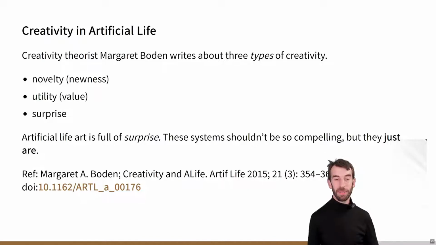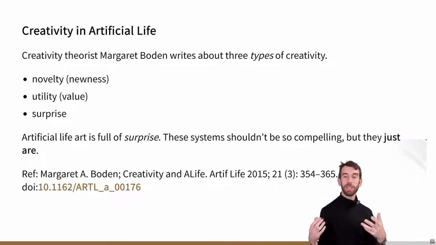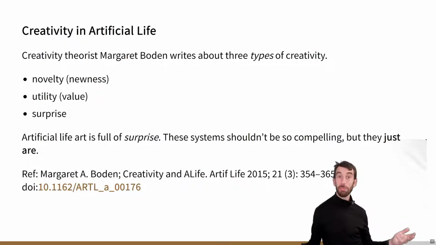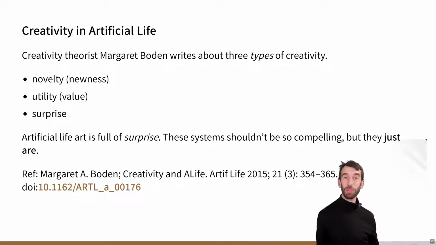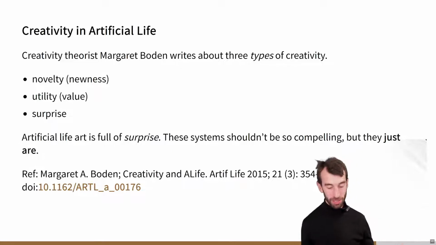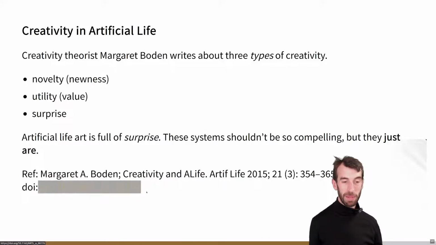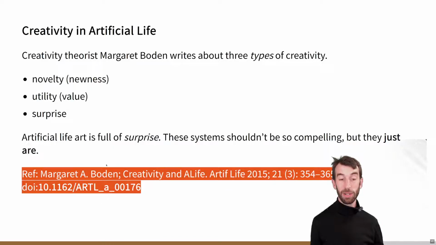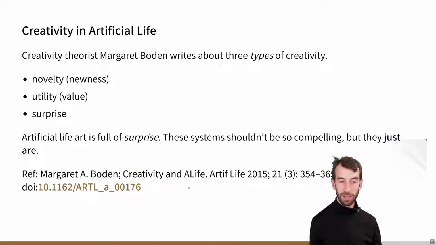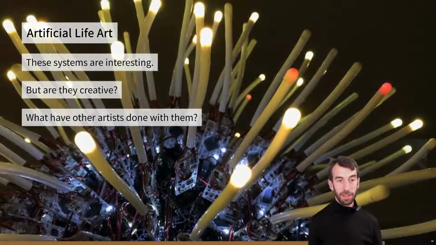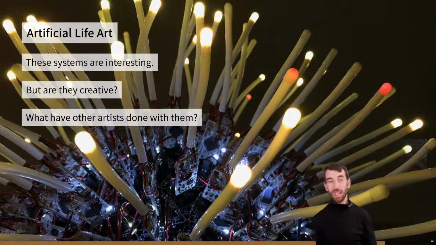The point of saying this is that when you have some art that involves artificial life, those emergent behaviors give you the surprise. These systems shouldn't be so compelling given the simple rules you implement, but they just are. They just end up being compelling, which is really cool when you create art that uses them. So feel free to read more about what Margaret Boden has written about creativity and artificial life. Fascinating article there. So, a few examples of artificial life art.